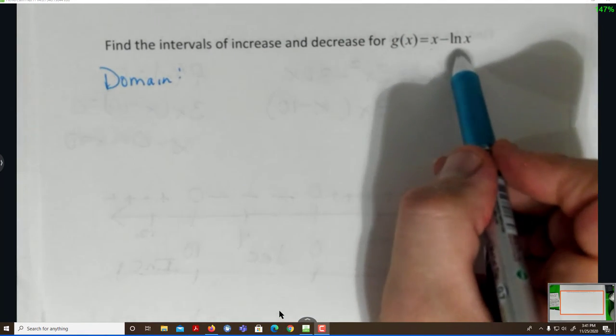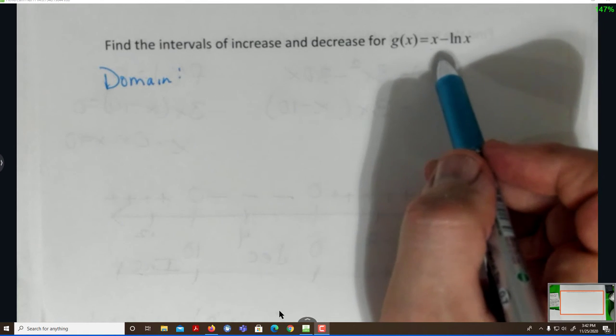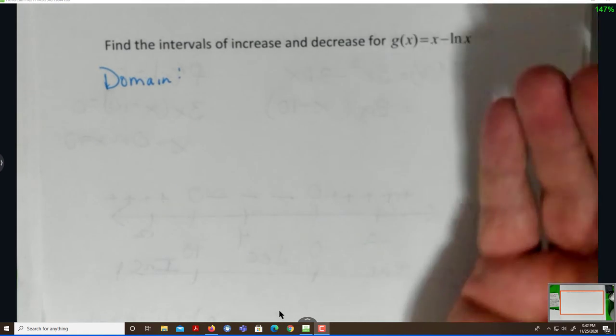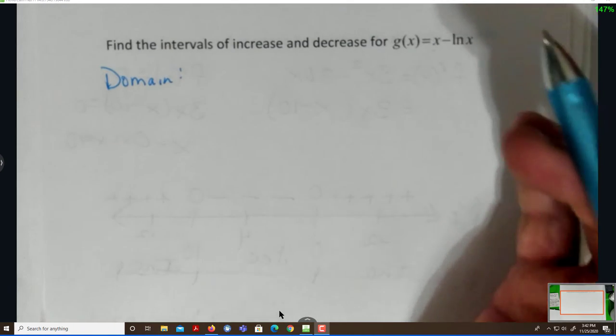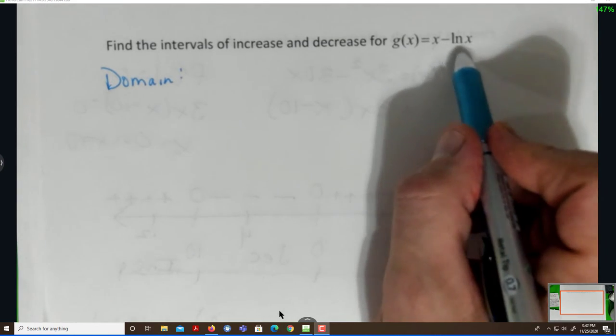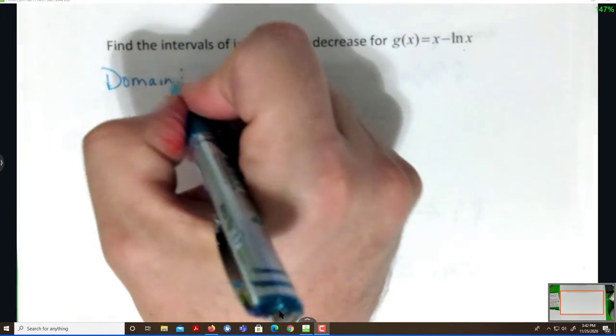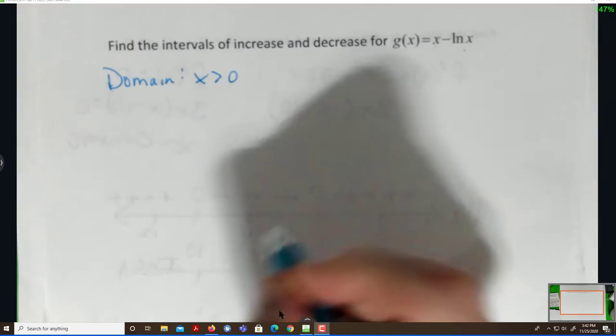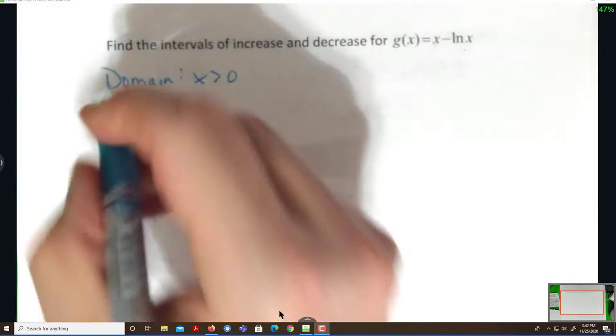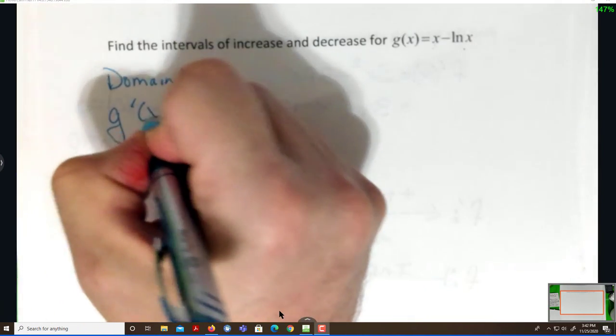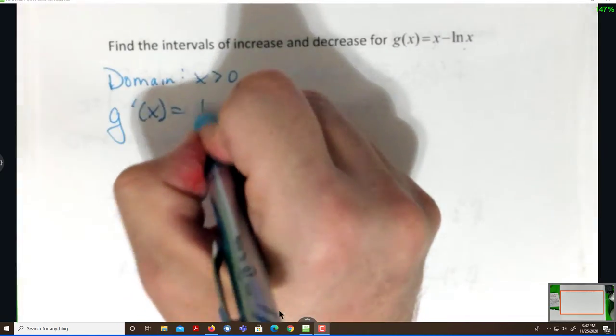This is a difference of two continuous and differentiable functions. So it's continuous and differentiable on the domain that works for both. This domain is all reals, this is all positives. Therefore, the domain is all positives. Okay? I start again by finding the critical points.